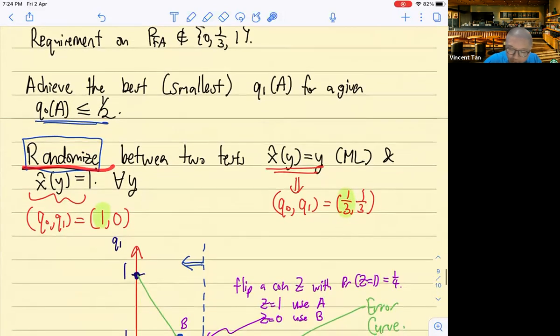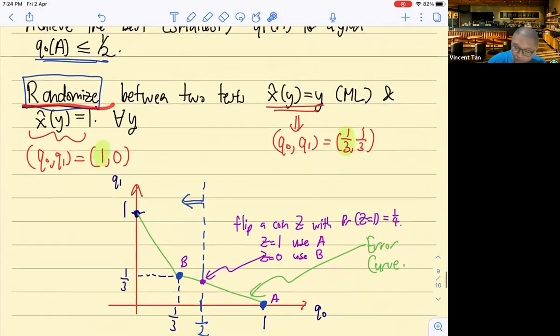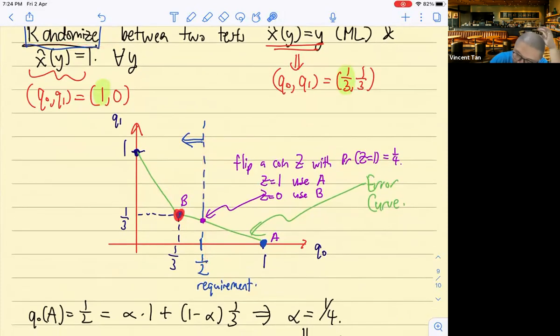Okay? If we want, for example, our boss tells us 50% of the time we can have false alarm, so we must operate here. Then we somehow need to mix these 2 guys. We need to toss a coin. If the coin turns out heads, we use this one. If the coin turns out tails, we use this one. So basically, our performance now would be exactly at this point here. We will get 1/2 false alarm. And what is our best misdetection?